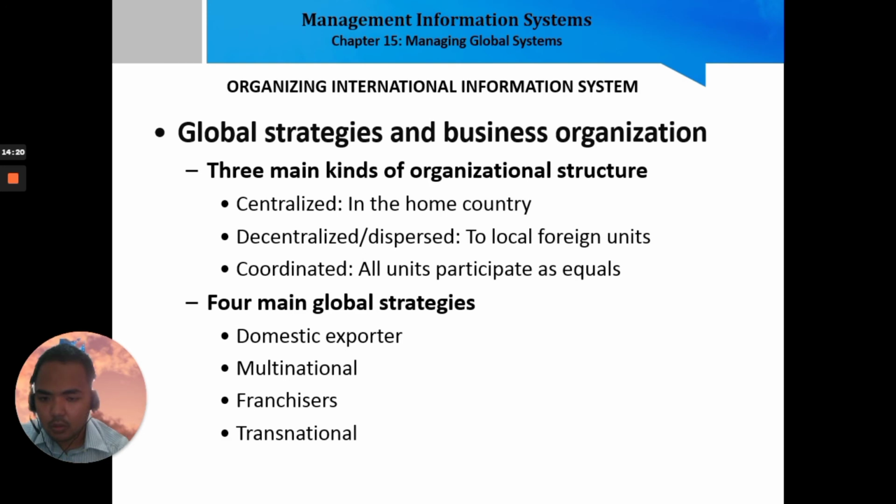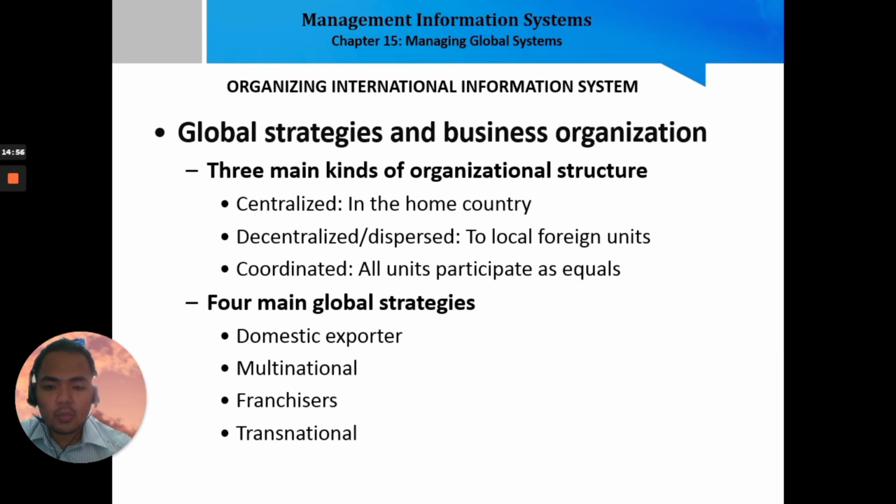Okay, four main global strategies. First, the domestic exporter, a strategy characterized by heavy centralization of corporate activities in the home country of origin. Nearly all international companies begin this way, and some move to other forms.